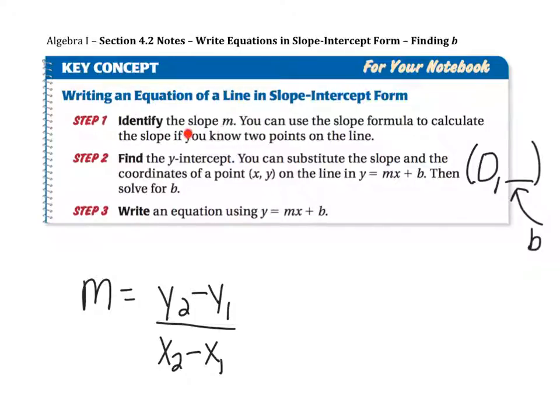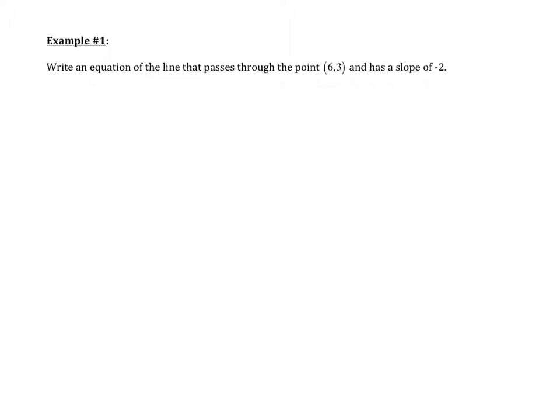So once you find the m and once you have the b, the y-intercept, your final step is just to write the equation in slope-intercept form, y equals mx plus b. So again, we'll see plenty of examples where you have to solve for b. So let's take a look at our first example.